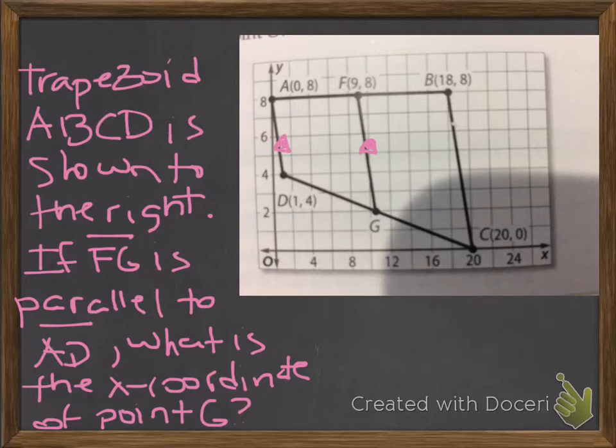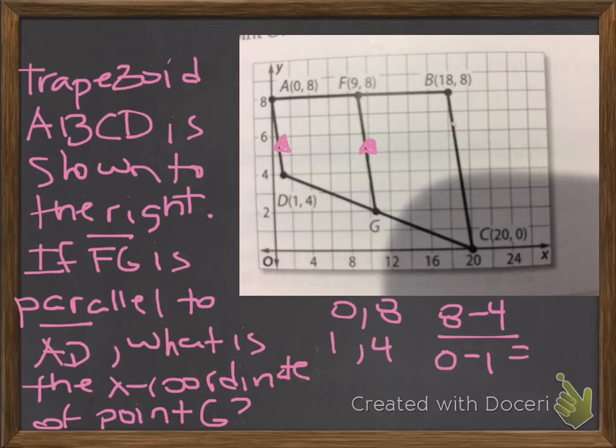So I would find the slope of AD first, which you have (0, 8) and (1, 4). So subtract your y's over your x's. You get 4 over -1, or -4. And then in order to find your slope for your second one, you're going to need -4 as the answer.